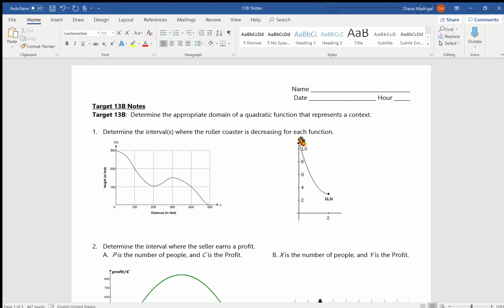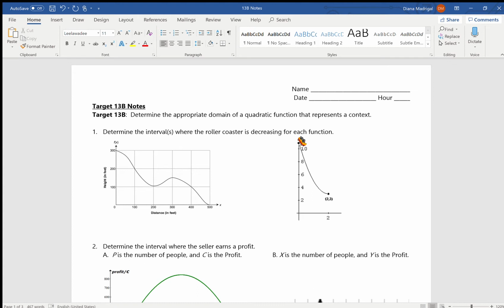Today we are moving to target 13B. By this time you should have noticed that target 13A was pretty easy, just reading how to read the graphs. Well, 13B has a little bit of reading a graph and a little bit of how we're solving quadratic equations. So let's read the target.